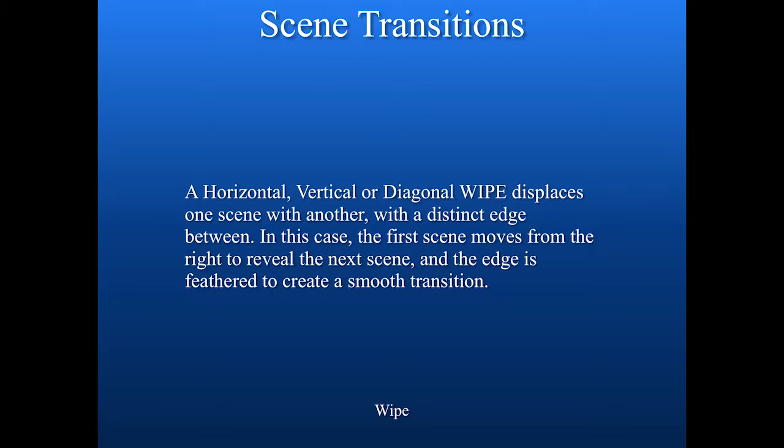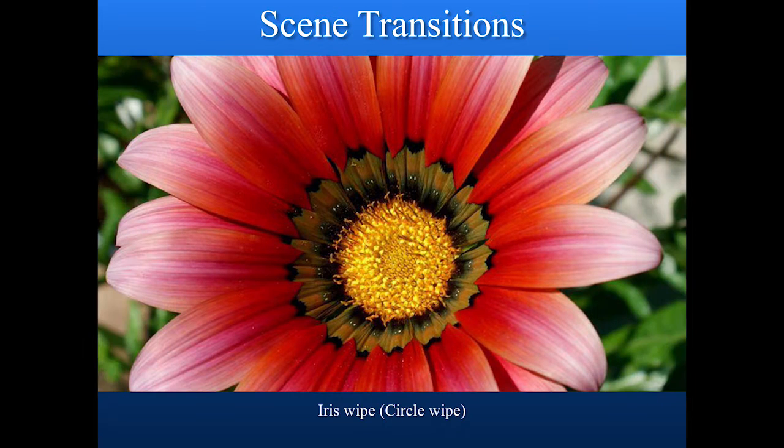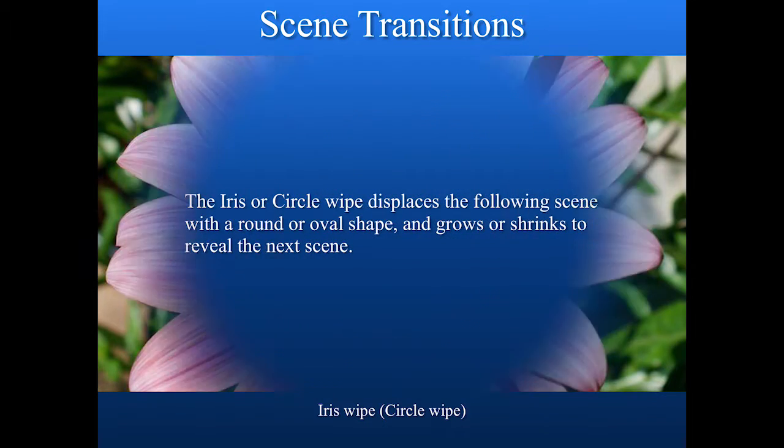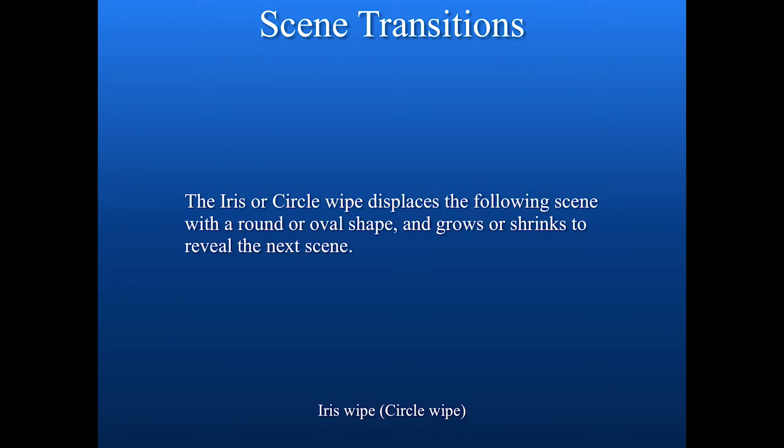A wipe, horizontal, vertical, or diagonal, displaces one scene with another with a distinct edge between. In this case, the first scene moves from the right to reveal the next scene, and the edge is feathered to create a smooth transition. An iris wipe or circle wipe. The iris or circle wipe displaces the following scene with a round or oval shape and grows or shrinks to reveal the next scene.